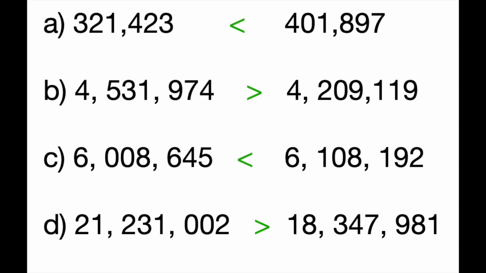For C, again, we have the same problem. They both have 6 million, which is the greatest value. Then we move on to the next column, which is the 100,000s, and the number on the right, 6,108,192, has more thousands than the other one. And in the last number, we go into the 10 millions, and we can see that 21,231,002 is greater than 18,347,981. It has more millions altogether.